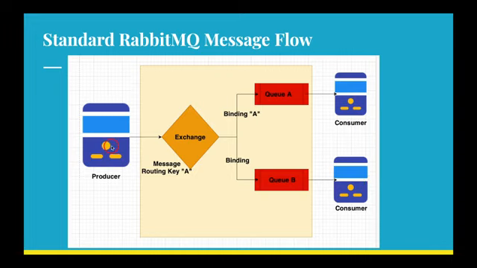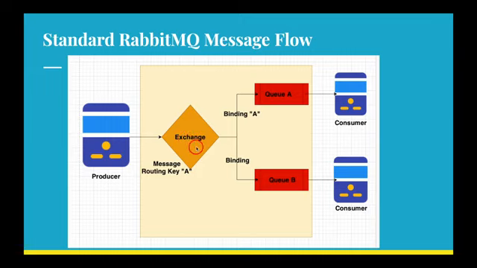So here we have a producer. A producer is a user application that sends messages, that sends a message to the exchange. So the exchange receives the message. The exchange is now responsible for routing the message. The exchange must know exactly what to do with the message that it receives.